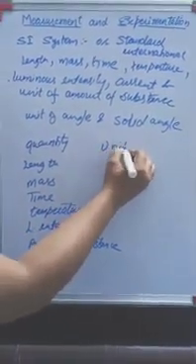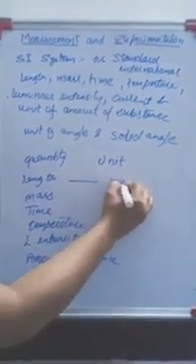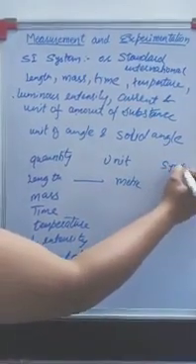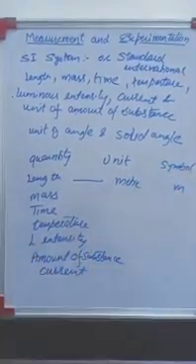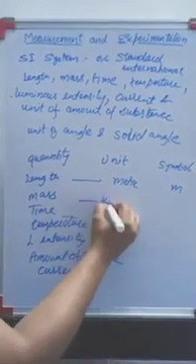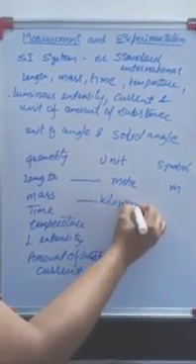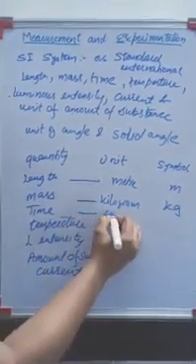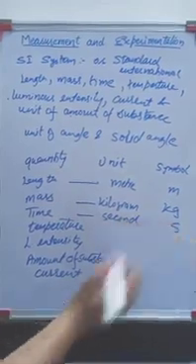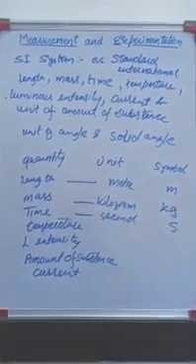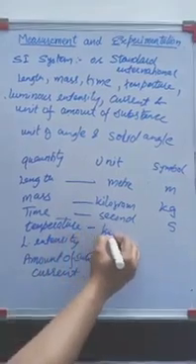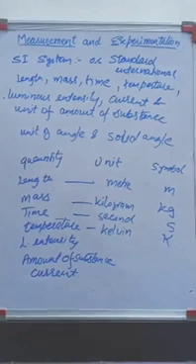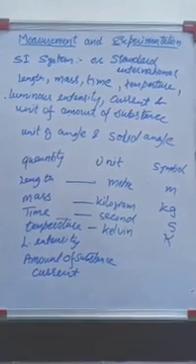And the unit of length is what? Meter, right? And what is the symbol? Symbol is m, right? The unit of mass is kilogram, and the symbol is kg. The unit of time, second, and it is denoted by s. Unit of temperature, SI unit of temperature is what? Kelvin, denoted by K.